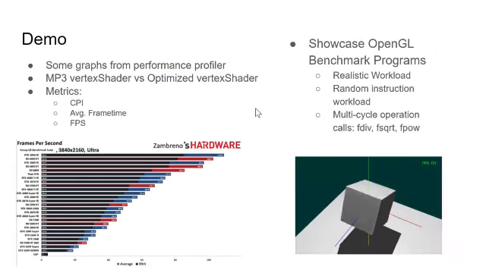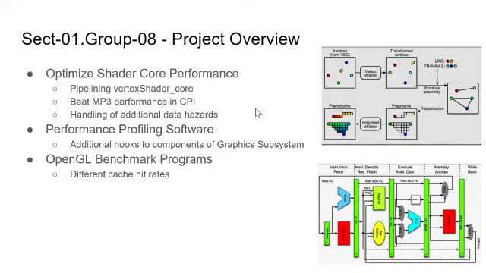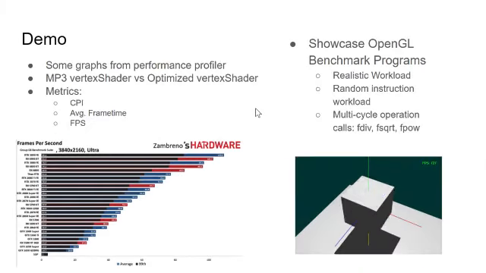I should also add that we were also thinking, or at least I was thinking, that maybe we could dynamically update the debug register, so that we could try to measure how much time we spend in a certain state in our shader core. But yeah, this is what we plan on demoing. Because it's a performance measurement, we mostly plan on focusing on the performance difference between our MP3 vertex shader and our optimized vertex shader.